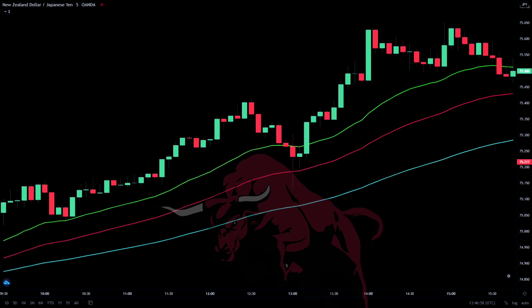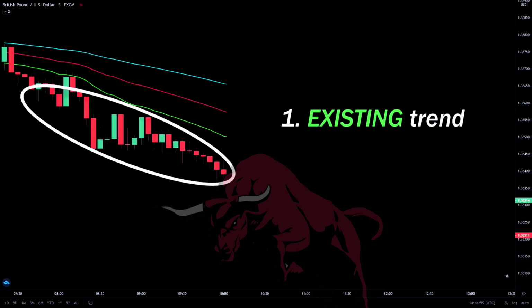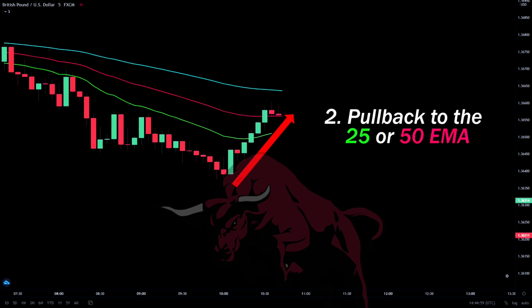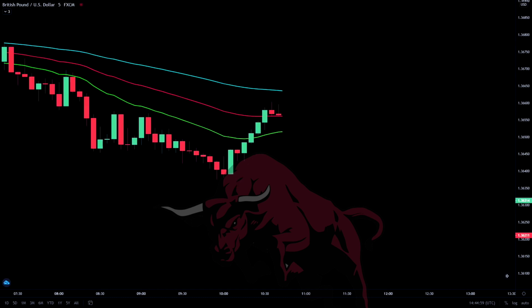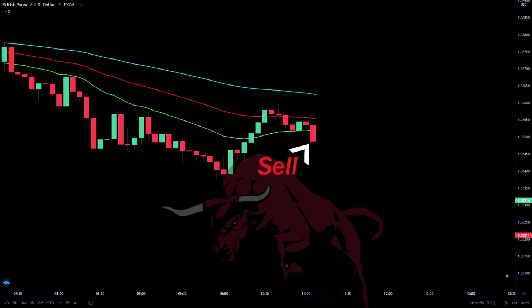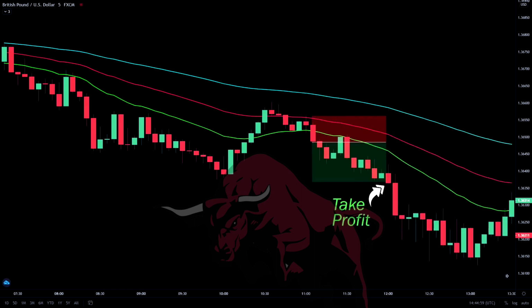Let's look at another example. In this chart, we can identify an existing downtrend, as shown by all three EMA heading downwards, while all the candles are below the EMA. Next, we are waiting for a pullback towards the 25 or 50 EMA. And remember, the pullback must not overlap the 100 EMA. So, once the pullback happens, we wait for the price to go back to the 25 EMA again. And when it does, you take a sell position here. Next, we set up our profit target and stop loss here. And as you can see, the price hits our profit target, and this would have been a successful trade.